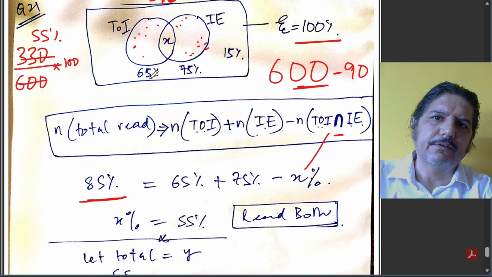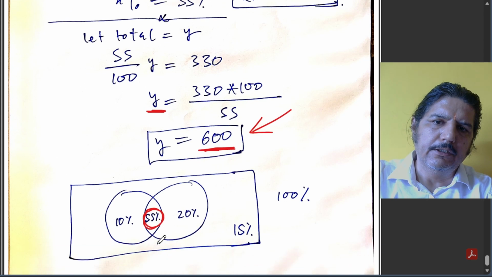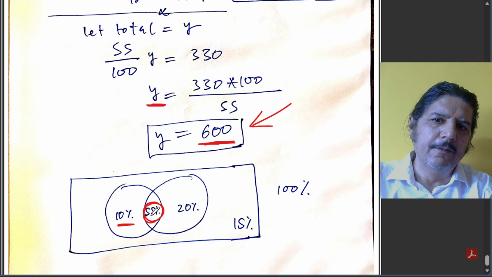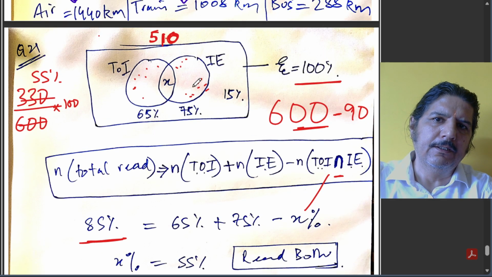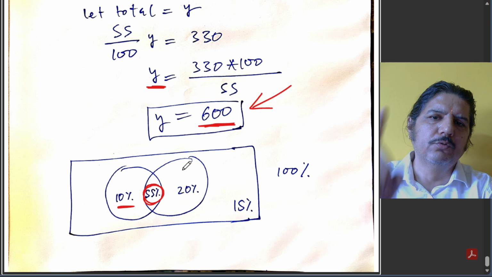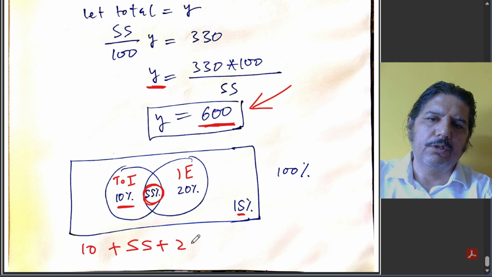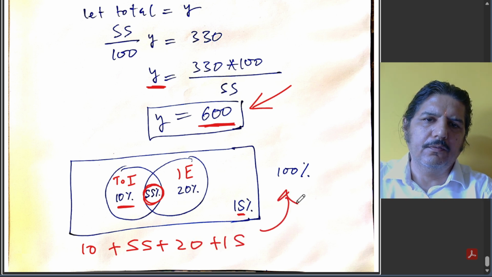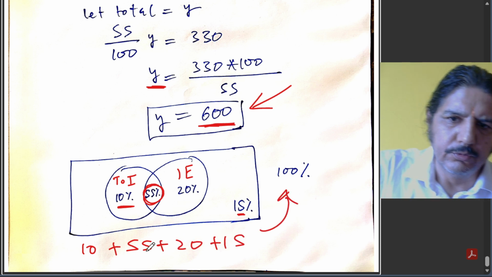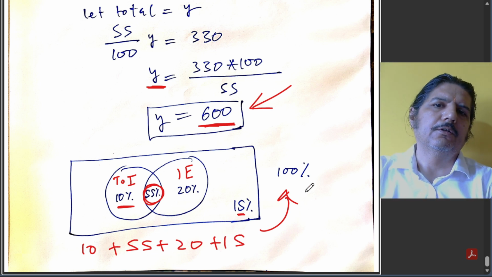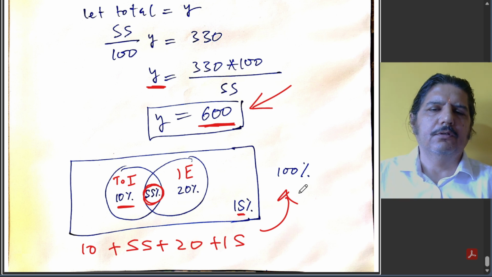Times of India readers are 65%. So 65% minus this 55% is 10%. These 10% are exclusive Times of India readers. 55 plus 20 is 75. These 20% are exclusively Indian Express people. And the non-readers are 15. And if you do the total, 10 plus 55 plus 20 plus 15, the total will be 100%. This is just to explain. Finally, the answer is 600.